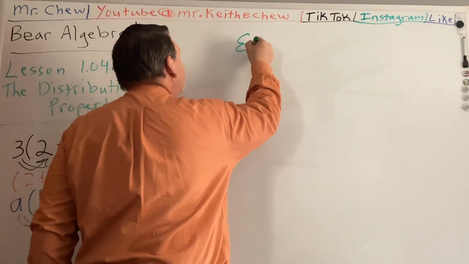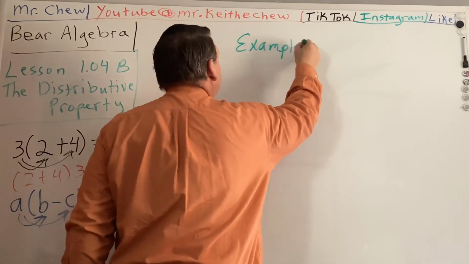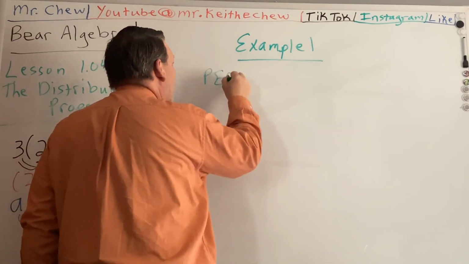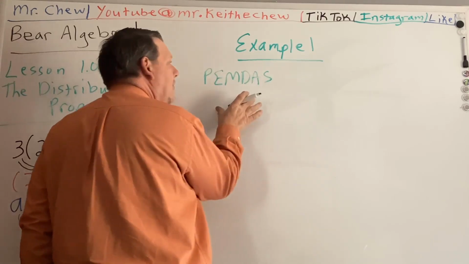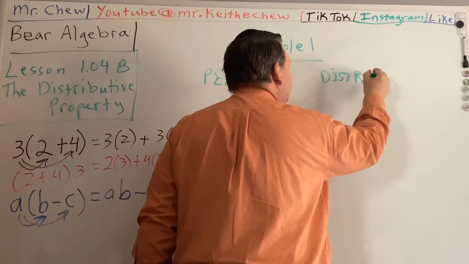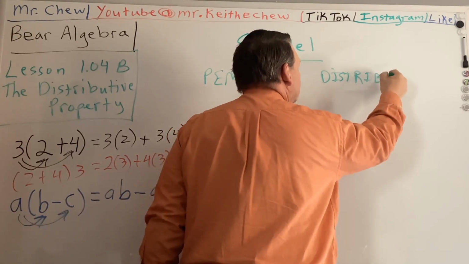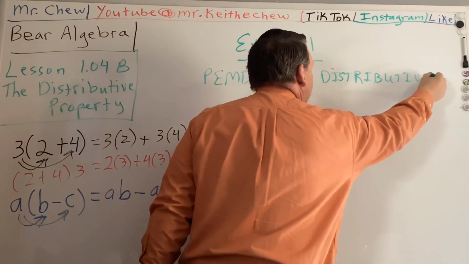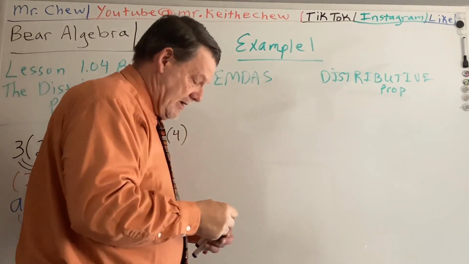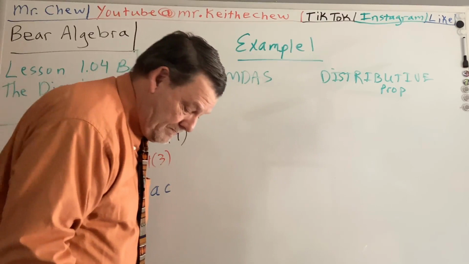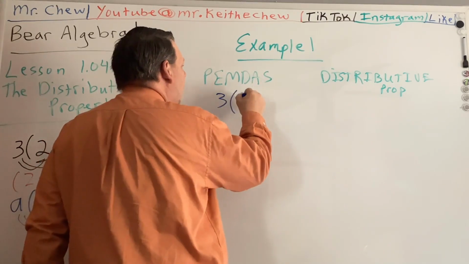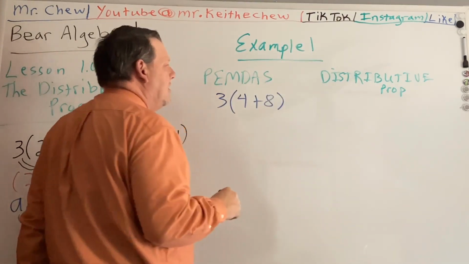Example 1. It's where we're going to verify using PEMDAS on the left, and then we're going to use the distributive property on the right. So let's just have a problem. 3 times 4 plus 8 is my problem.